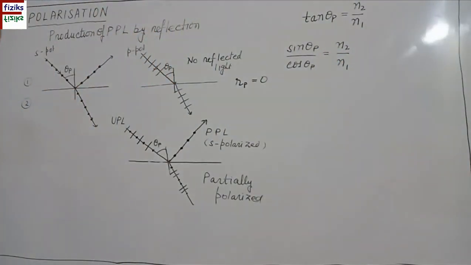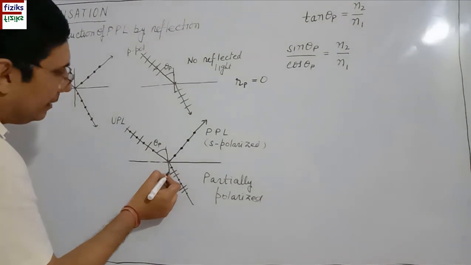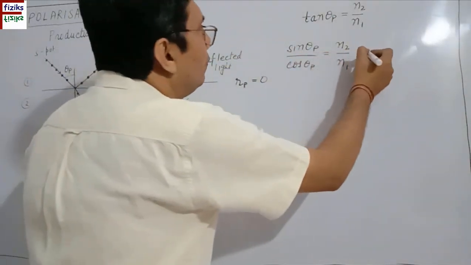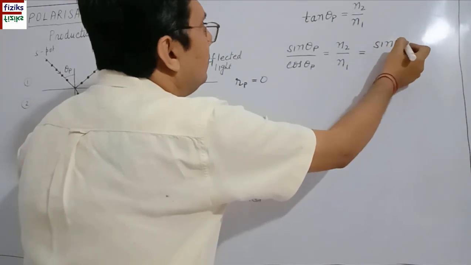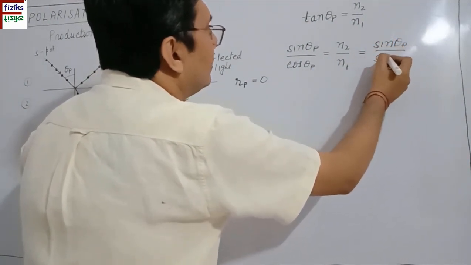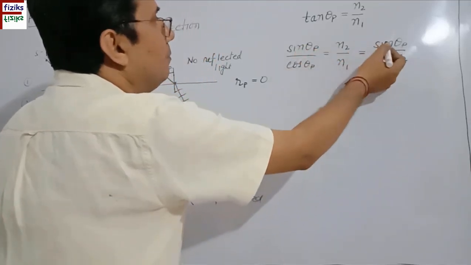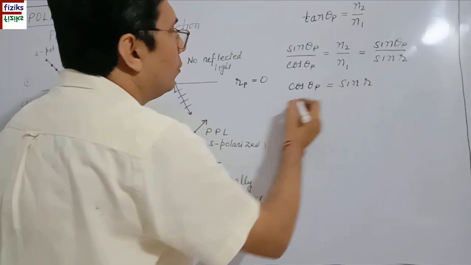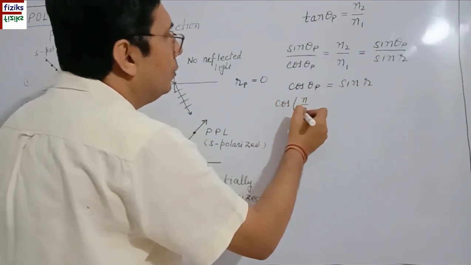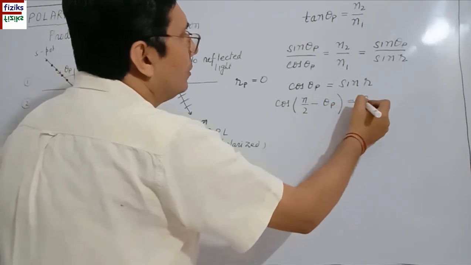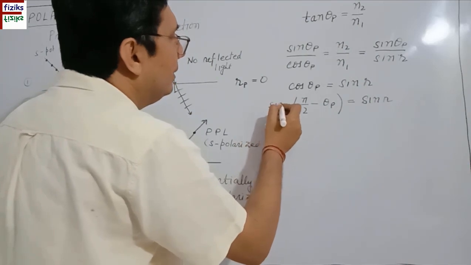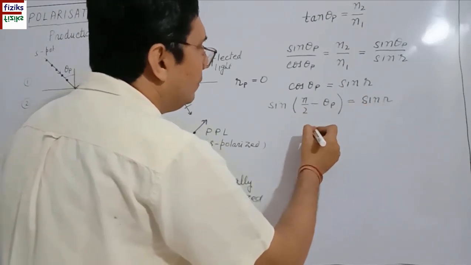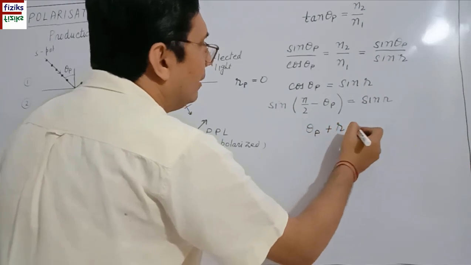Now if this angle is the angle of refraction r, and this is the angle of incidence theta p, then by using Snell's law, sin theta p divided by sin r equals n2 upon n1. So sin theta p will be cancelled out and cos theta p will be equal to sin r. Cos theta p can be written as cos of pi by 2 minus theta p, equal to sin r. So by comparing the arguments of these two sine terms, we can observe that theta p plus r equals pi by 2.